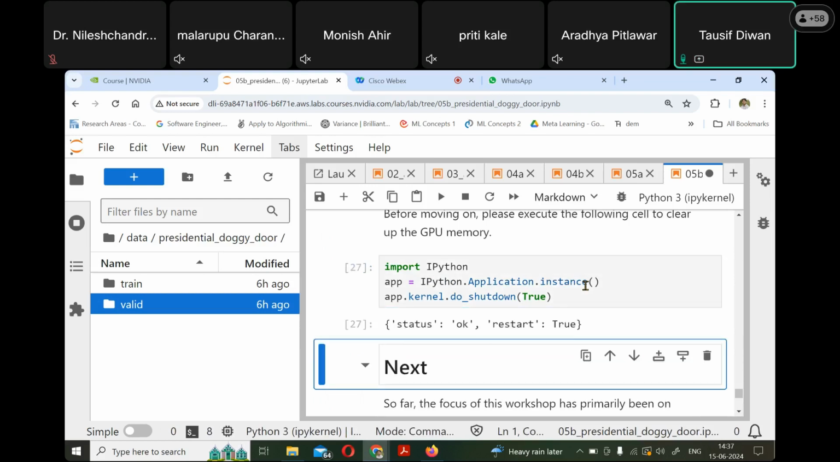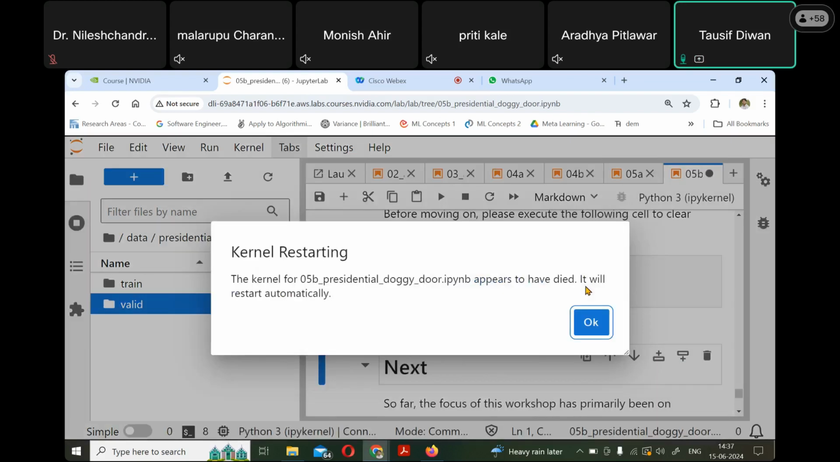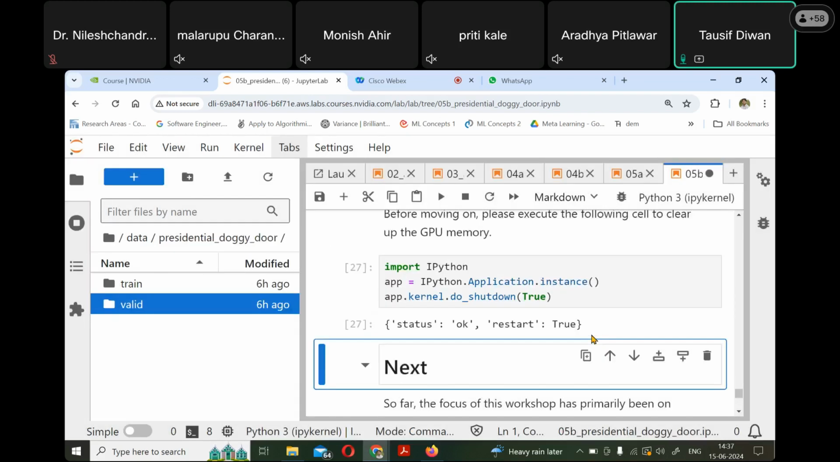Now you can just shut down the kernel. So I can summarize the things that we did in this particular notebook 5A and 5B. This was transfer learning. Basically, every time we are not interested in training the model from scratch. Pre-trained models are already there, which are trained on a large annotated data set.